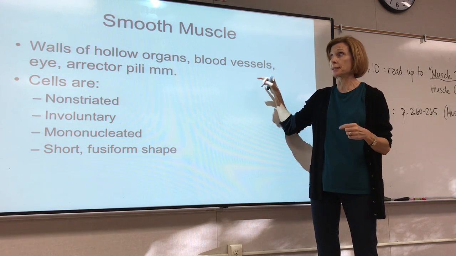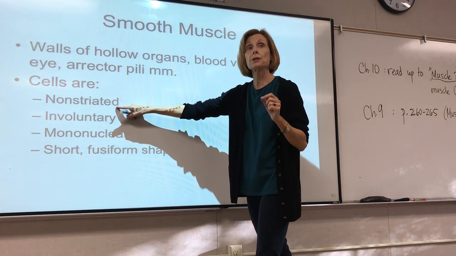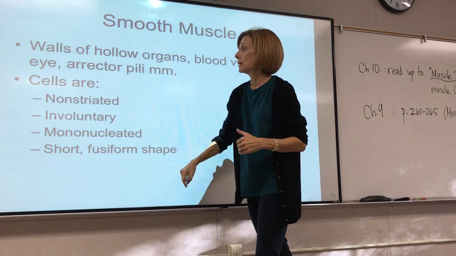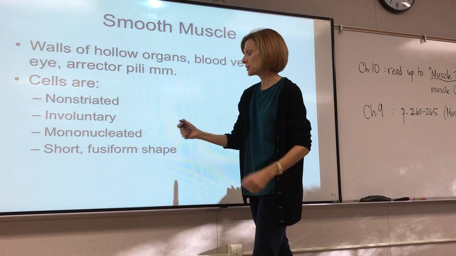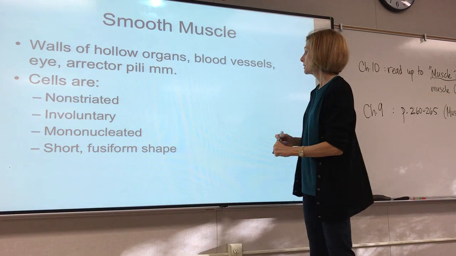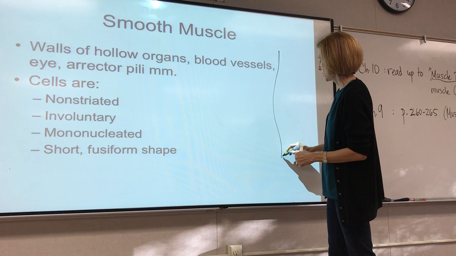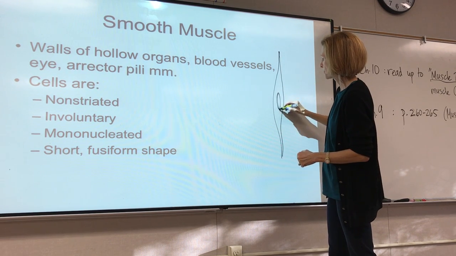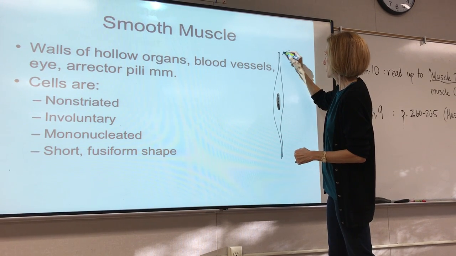So we have a bunch of this in the body. Now this is called smooth because the cells do not have the striations. You will not see striations here. Of course, involuntary. And these cells just have one nucleus per cell. They are described as being fusiform, which means that they come to a point. So they're kind of thicker in the center. They have a long oval nucleus and again come to a point.